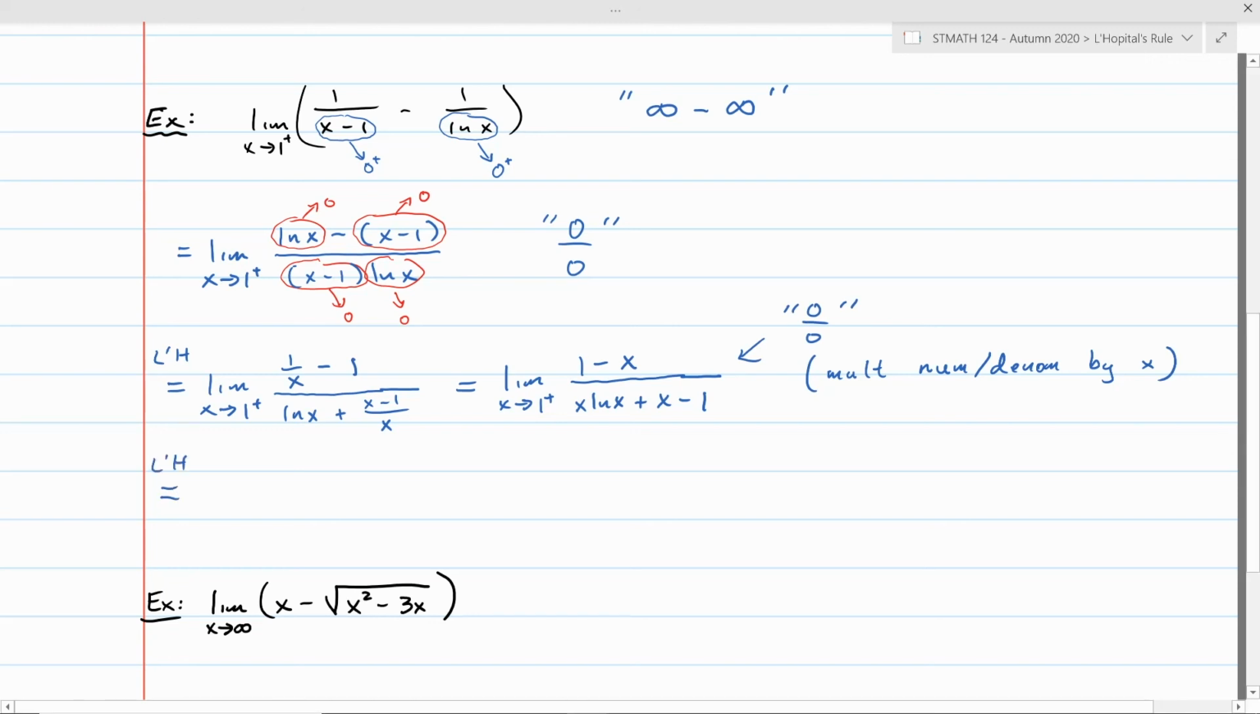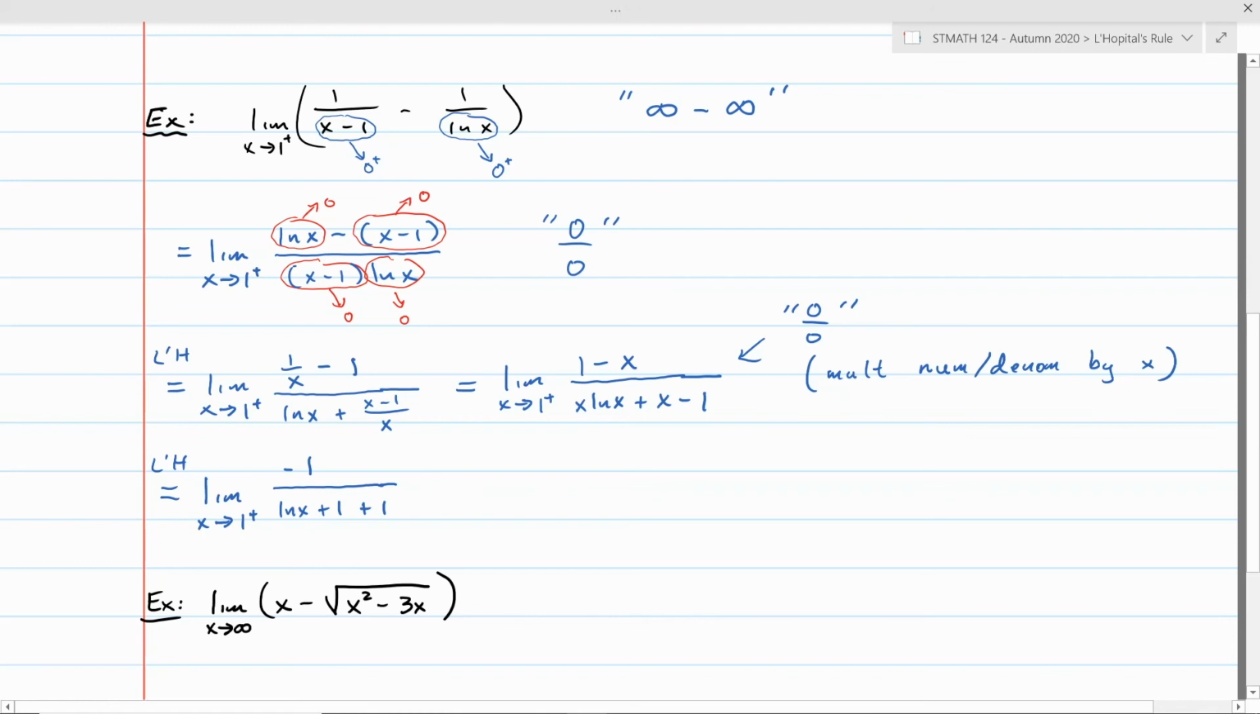So doing L'Hopital's rule, the reason I'm thinking to do it one more time is that I can see that the numerator's derivative is just going to be negative 1. So it's getting simpler. So I do the limit as x goes to 1 from the right. Taking the numerator's derivative, I get negative 1. And in the denominator, I'll have to do the product rule on that x times natural log of x, and I would get natural log of x plus 1 as that derivative. And then I'm going to get another plus 1 from the derivative of x, and then the minus 1 has a derivative of 0. This is looking good now.